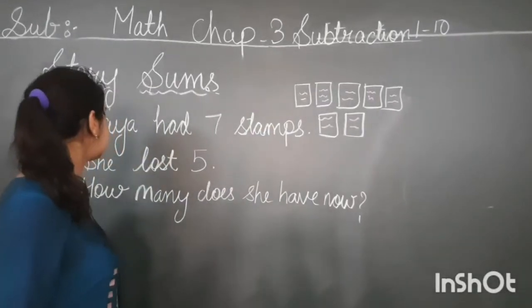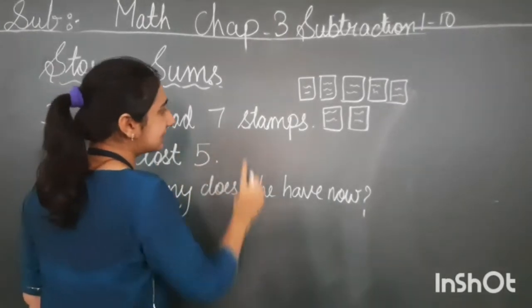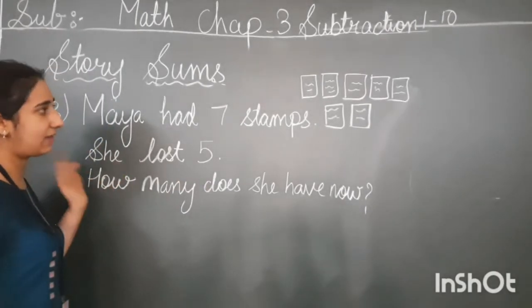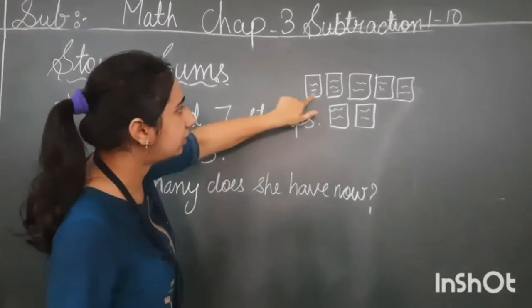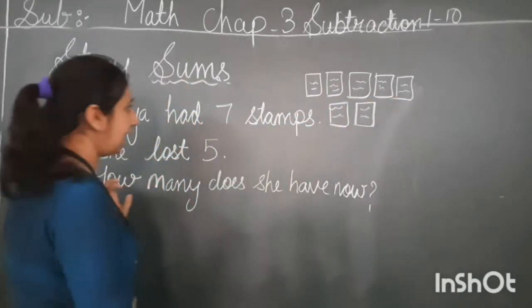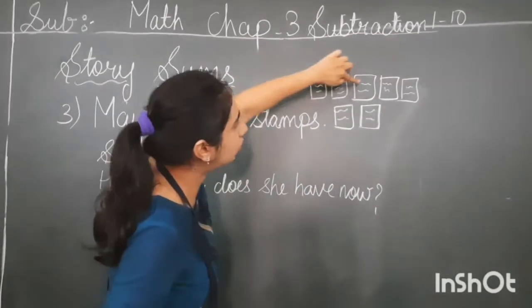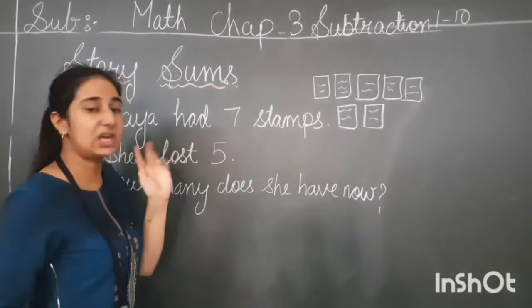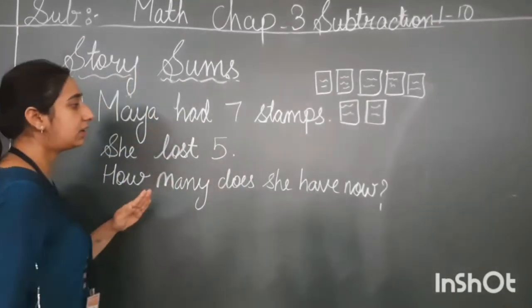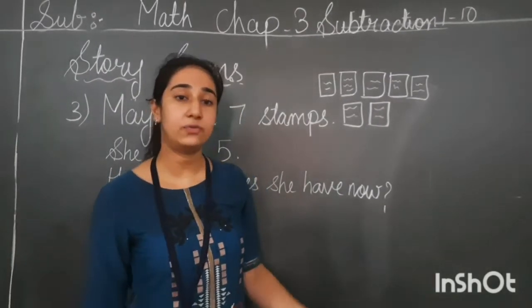So now our third sum. Maya had 7 stamps. She lost 5. Maya was having 7 stamps: 1, 2, 3, 4, 5, 6 and 7. And among those 7 stamps, she lost 5: 1, 2, 3, 4 and 5 she lost. How many does she have now? After she lost 5 stamps, how many stamps are left with her?